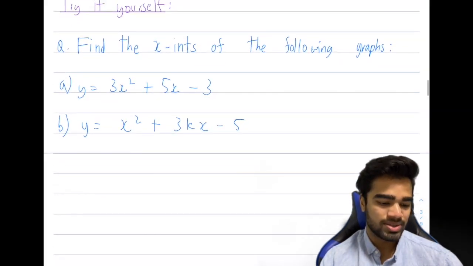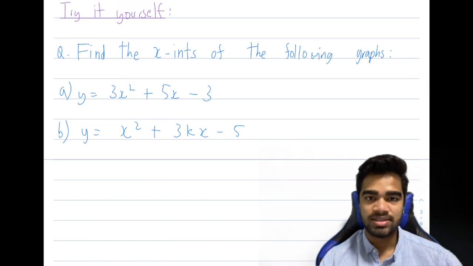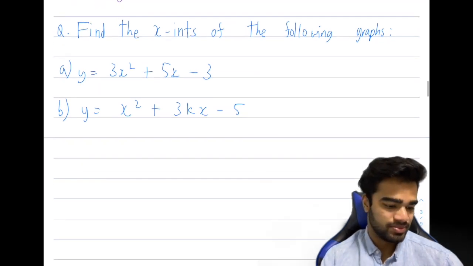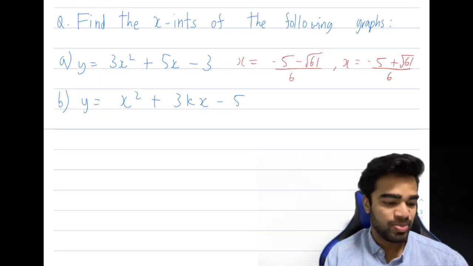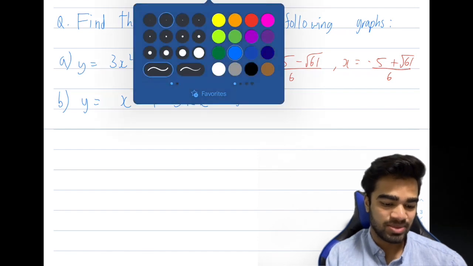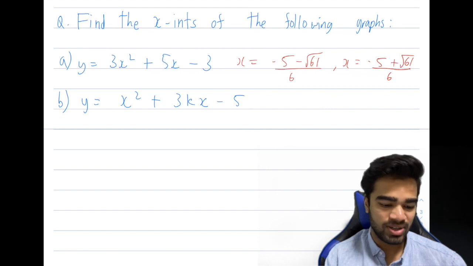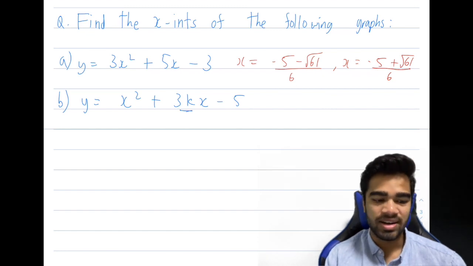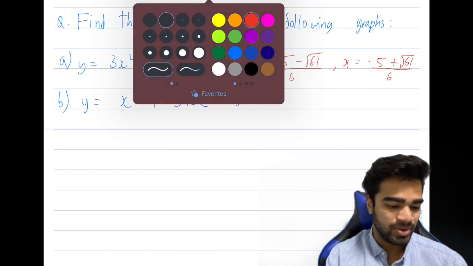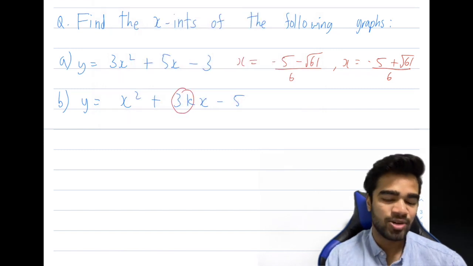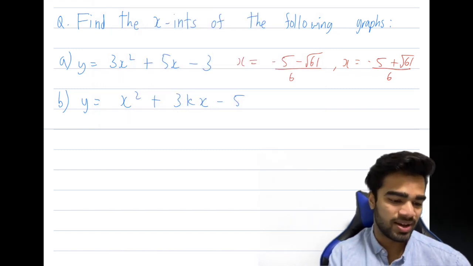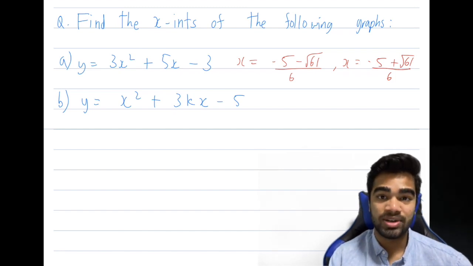Have a go yourself and find the x-intercepts of both these graphs. Okay, so this is the answer to part A. Part A is fairly simple. We've done these questions already, so I hope you got that. But part B is a little different. You'll notice there's a k in there. So we'll do that together. Again, we have to use quadratic formula if there's a variable in there, because you can't factorize normally. It's a bit hard, so we use quadratic formula to do it.